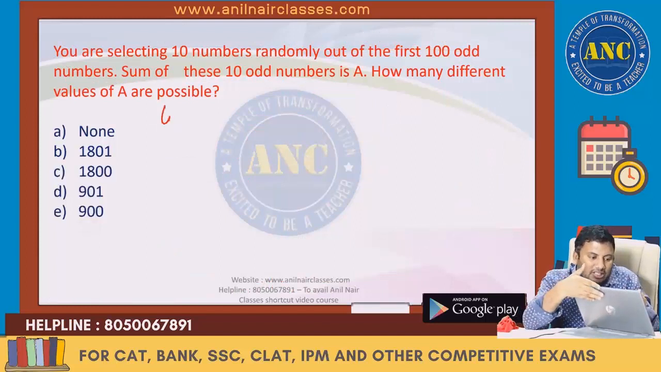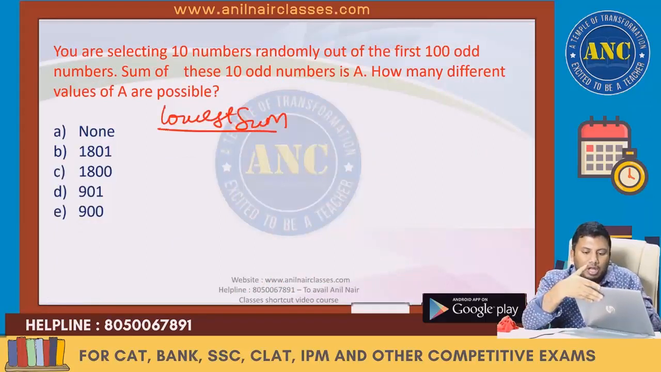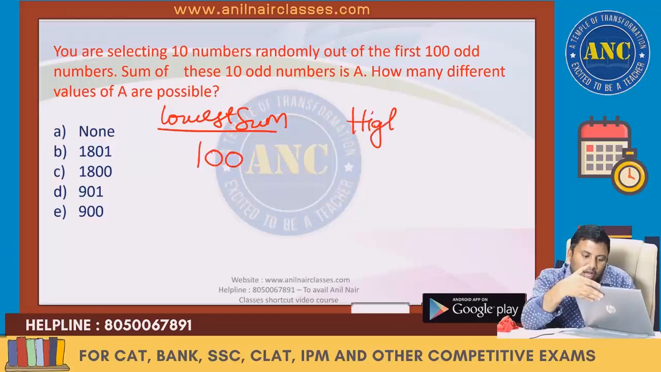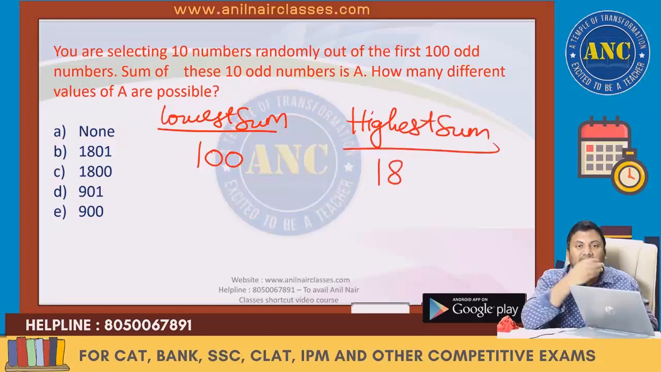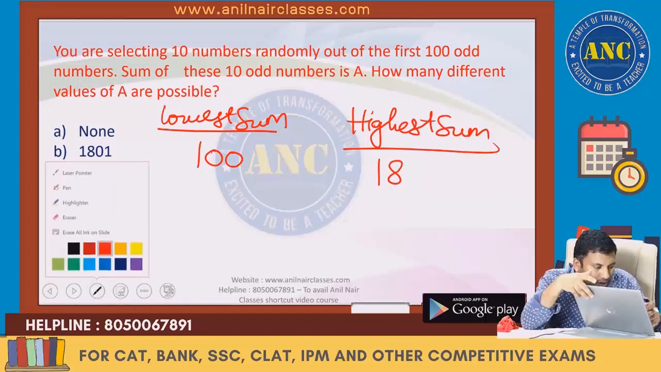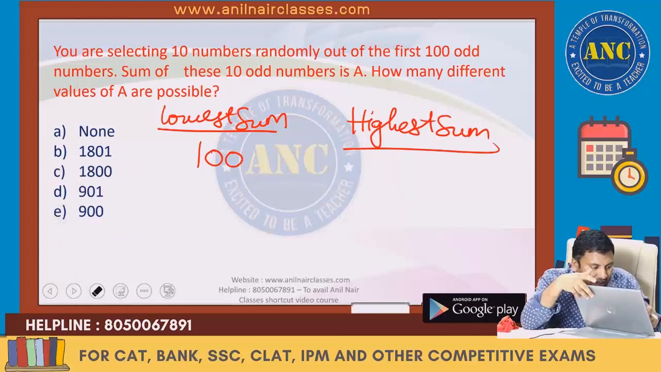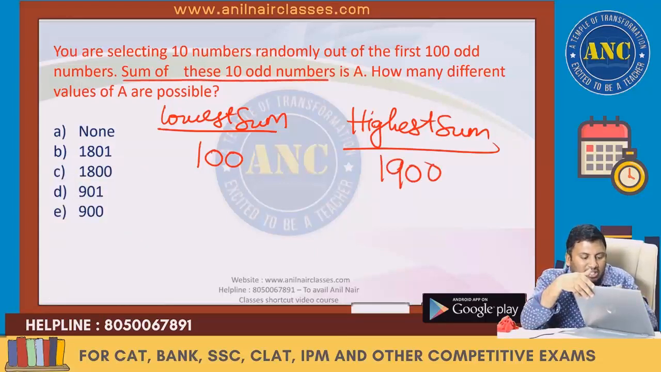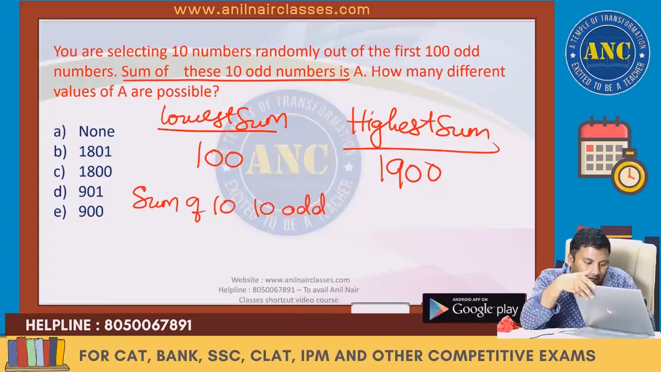Now, what is the lowest sum? The lowest sum is 100. What is the highest sum? The highest sum is 1900. The sum of these 10 odd numbers is A.